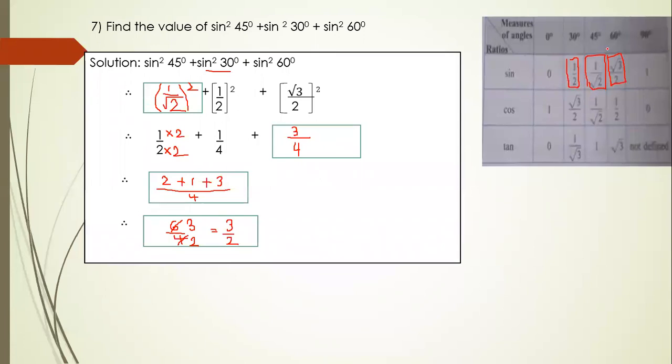This table also you need to learn, all the values of sine theta, cos and tan also, that is 0 degree, 30 degree, 45 degree, 60 degree and 90 degree.